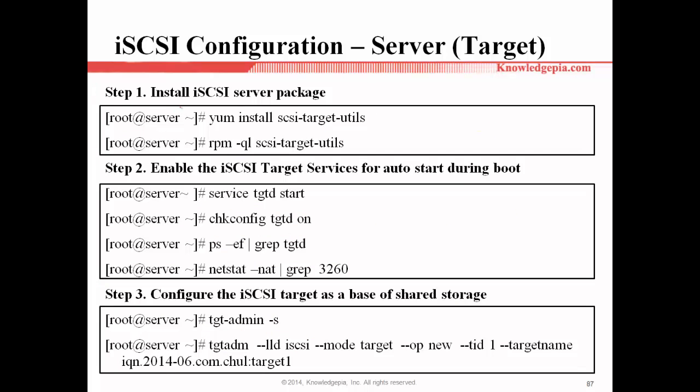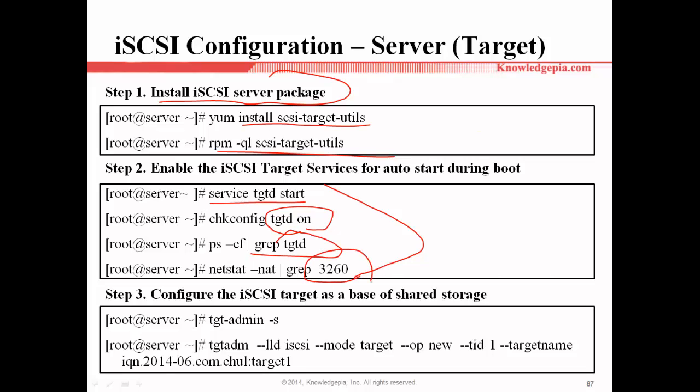Okay, step 1, install the iSCSI server package. Then we need to install this one, iscsi-target-utils, and after that, please check. Step 2, enable the iSCSI target service for auto start during boot. So after installation, start the service and register it to the runlevel and check the process, and after that check also the port number for the iSCSI target.